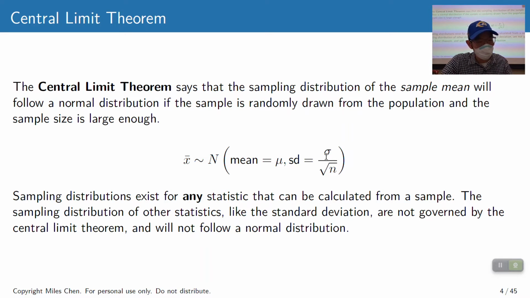Sampling distributions technically exist for any statistic, not just the sample mean. It's just that when you're dealing with other statistics, say like the standard deviation or the variance or something like that, they're not going to be governed by the central limit theorem. So we can't say that this thing is going to follow the normal distribution, right? Like if we try to model the variance of a sample, that's not going to follow a normal distribution. If we try to model some other value, it's not necessarily going to follow a normal distribution.